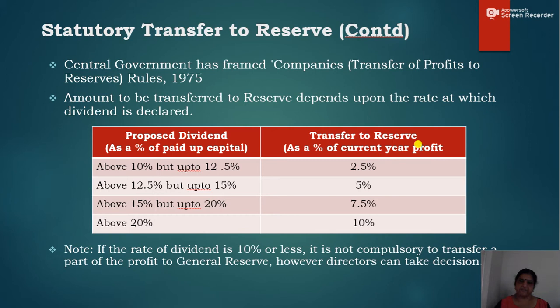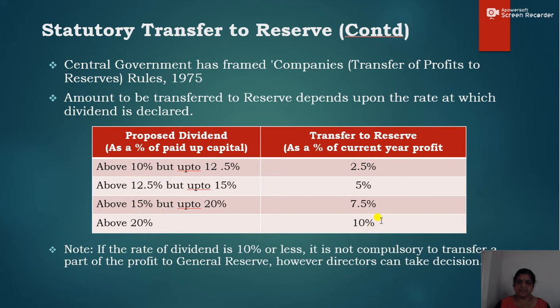of the profit. In case the proposed dividend is above 10% but up to 12.5%, then the statutory amount to be transferred to reserve is 2.5% of the profit. Then above 12.5% but up to 15%, it comes to 5%. Then above 15% but up to 20%, it is 7.5%. Then finally, in case the proposed dividend is above 20%, then the transfer to reserve comes to 10%.